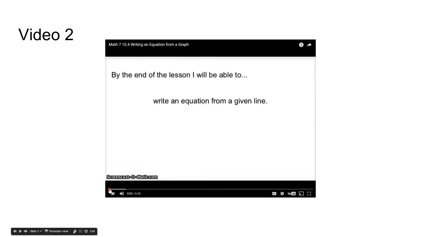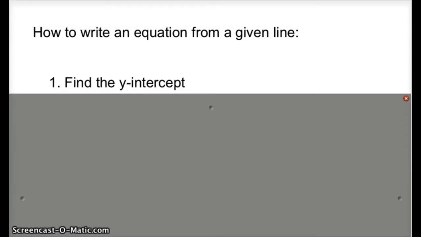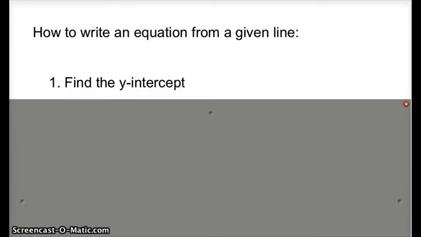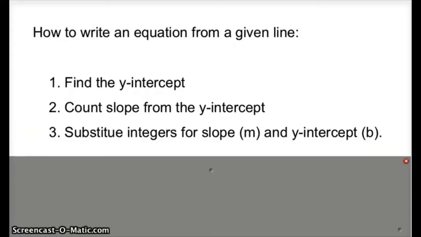Write an equation. At the end of the lesson, I will be able to write an equation from a given line. Three steps for how to write an equation from a given line. The first thing is that we need to find or identify the y-intercept. The second thing is, from that y-intercept, we need to count the slope. And the third thing is to substitute integers for the slope, or the m, and the y-intercept, which is the b.